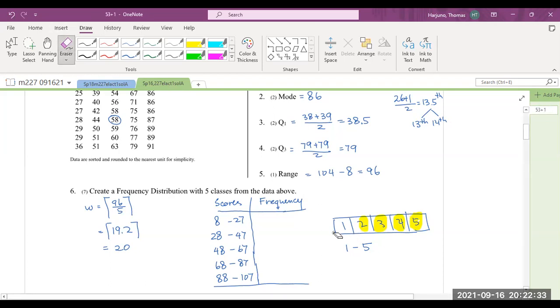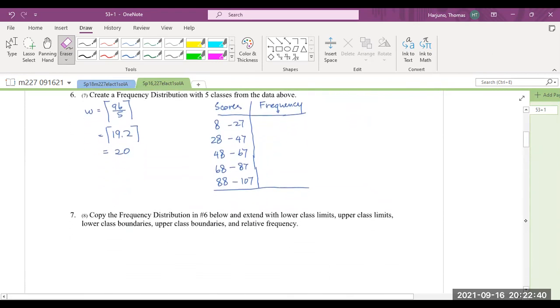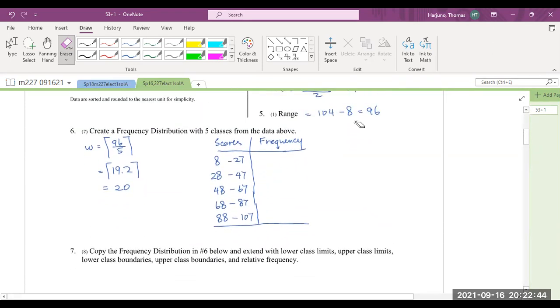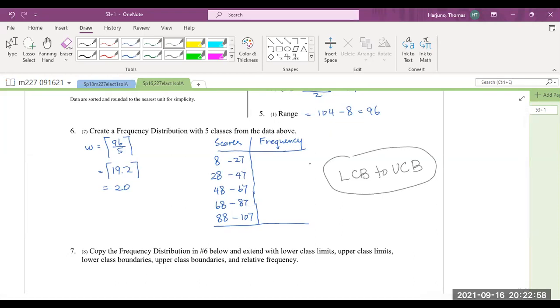That's the reasoning. Now, the actual definition of class width is the length from the lower class boundary to the upper class boundary. To make it easy for you, the beginner in learning statistics, instructors redefine it as the difference between consecutive lower class limits. But the actual definition of class width is the length of the interval from the lower class boundary to the upper class boundary, as you will see later on below.